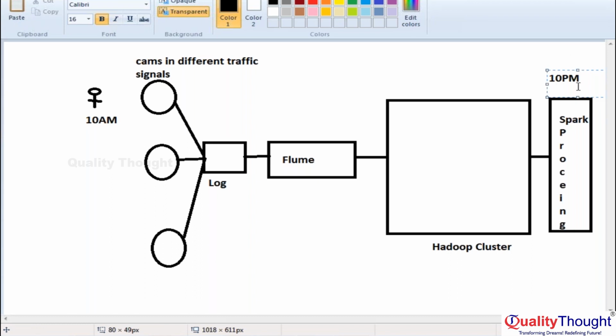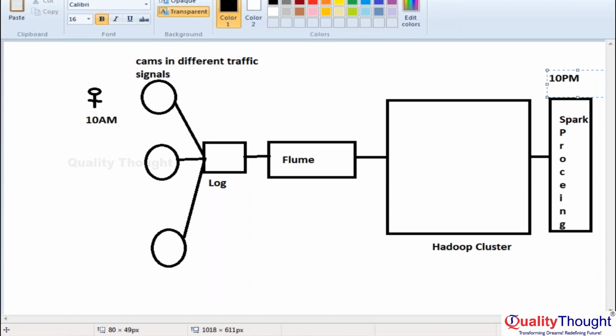When are batch analytics useful? Whenever we want to take decisions, right? This is not suitable for live analytics. If you find suspicious person information on this part, we can send this information to the next traffic signal police, right? So that they can catch that suspicious person. So Flume is not for live analytics.